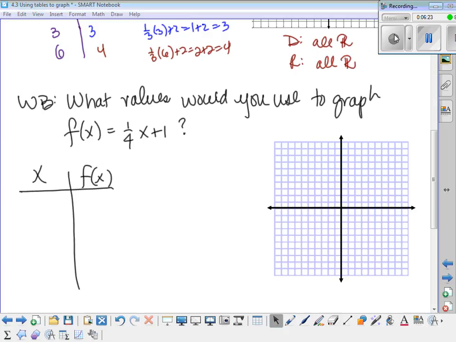Okay, so what values would you use to graph f of x is equal to 1/4 x plus 1? So before you fill in your values, go ahead and show me what values you would plug in for x. Okay, fill in the left-hand side of your xy or f of x table. Show me what you're going to put on the left-hand side.